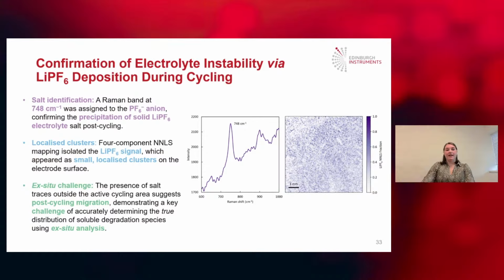It can also be seen, so this is the exact same electrode area as I showed on the previous slide, you don't see the difference between the cell sealed area and outside of that. So it does suggest this was seen all over the electrode, which is explained by post-cycling migration, and it actually highlights a key challenge with ex situ analysis like this for capturing the true distribution of some of these components on the electrode. So this maybe highlights why an operando style measurement would be superior.